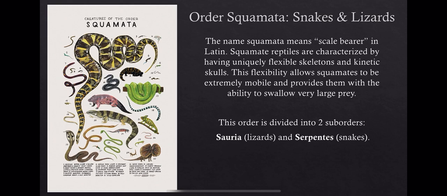So they have something called kinetic skulls, and it means that they can separate their skulls and move their jaw and skull pieces around in a way that allows them to swallow very, very large prey compared to the size of their head. And then again, we're going to break those into 2 orders, the saurians and the serpents.